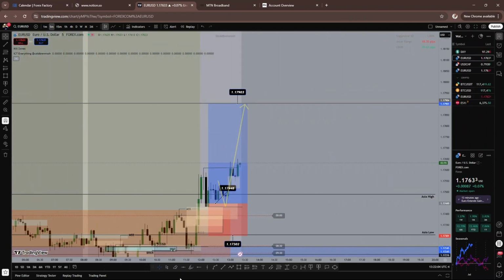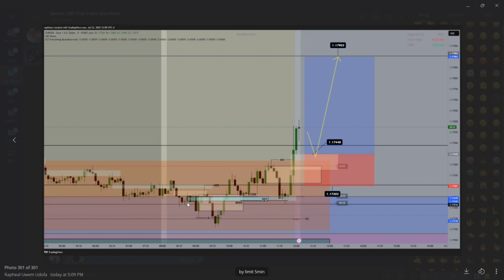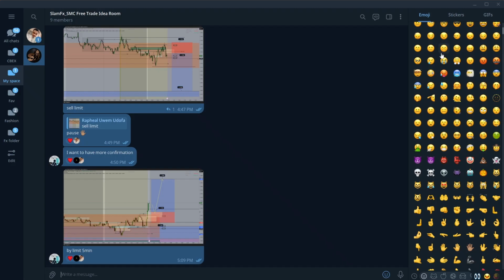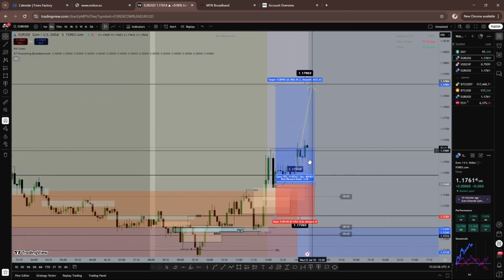And also, I sent the signal to my Telegram group. So you can see right here, this is the trade signal. Whoever is in the trade right now will be in profit just as I am right now. So it's a beautiful trade, and I just hope we still have a lot of time.